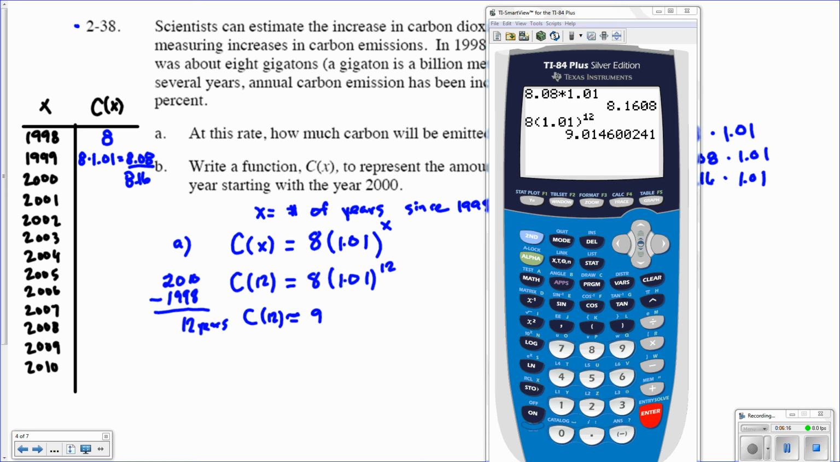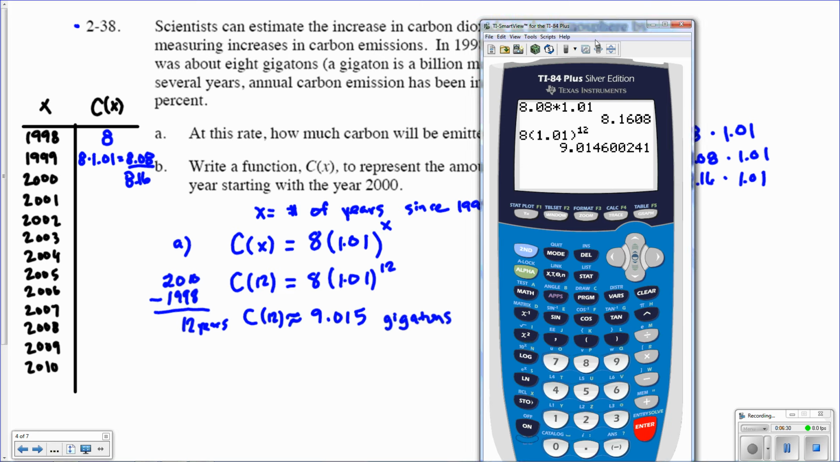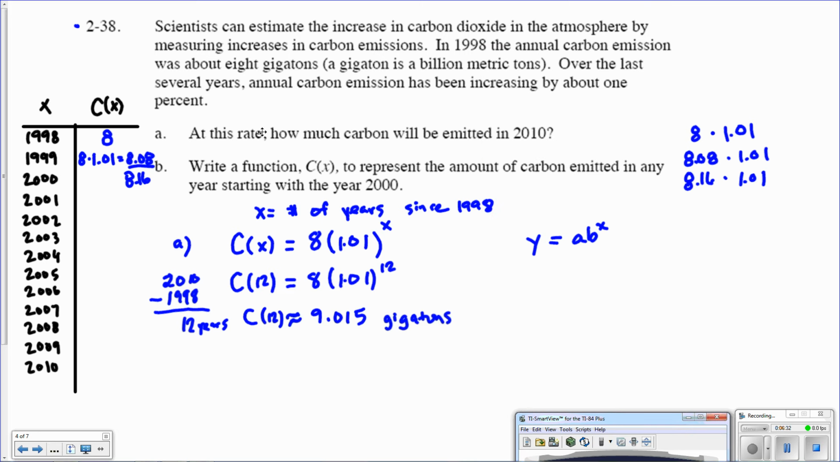So at this rate, how much carbon will be emitted in 2010? We're saying approximately 9.015 gigatons. Letter B says write a function in the form C of X to represent the amount of carbon emitted in any year starting with the year 2000.